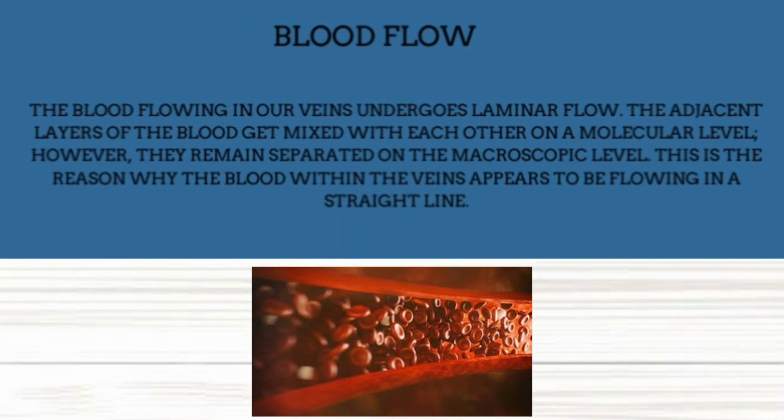Blood flow. The blood flowing in our veins undergoes laminar flow. The adjacent layers of the blood get mixed with each other on a molecular level. However, they remain separated on the macroscopic level. This is the reason why the blood within the veins appears to be flowing in a straight line.